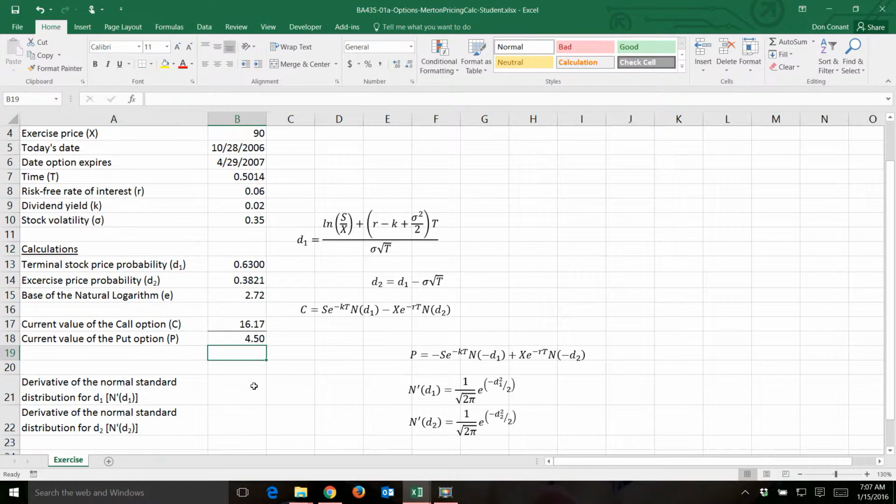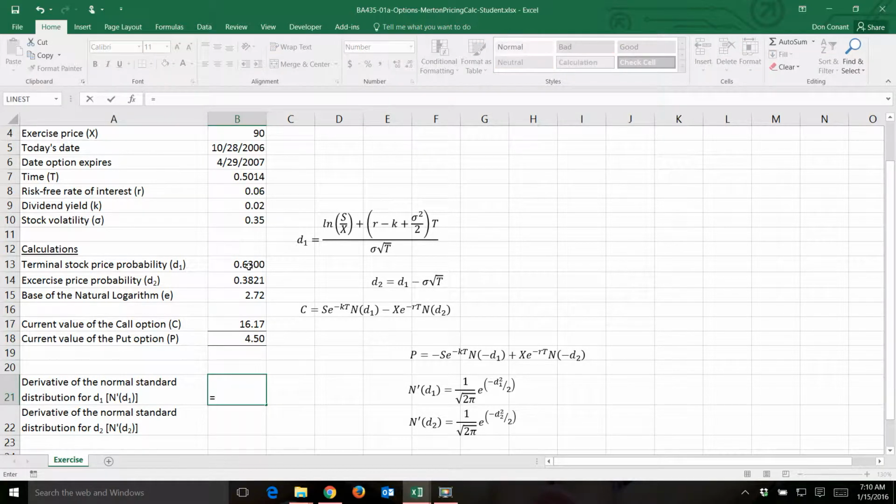Now, for use in future exercises, we're going to calculate the derivative of the normal standard distribution for D sub 1 and for D sub 2. Notice the notation n prime looks similar to the normal standard distribution, which is n, but they're different. If you're solving equations, be sure you enter the correct element depending on the notation. So if it calls for the normal standard distribution, do that. If it calls for the derivative of the normal standard distribution, come and get this value. All right. Let's go ahead and calculate that.